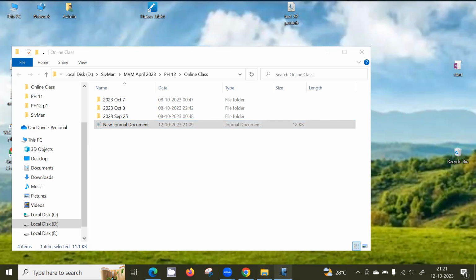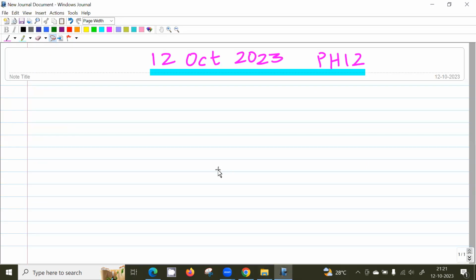So, syllabus for the term test is chapters 1 to 8, except chapter 5. Chapter 5 is not there.